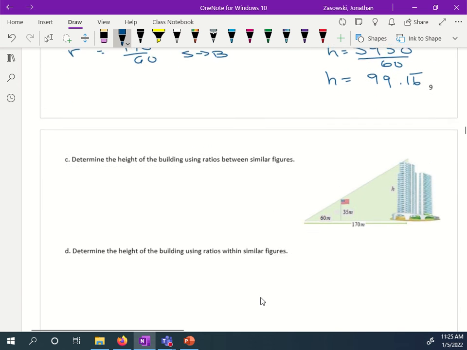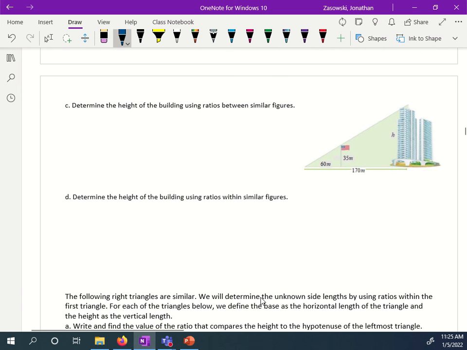On the next page, the question says, determine the height of the building using ratios. So ratios basically means make a proportion. So what proportion could we make here? Pick a side in one of the triangles. What do we think? Haven't heard from you. Oh, go for it.